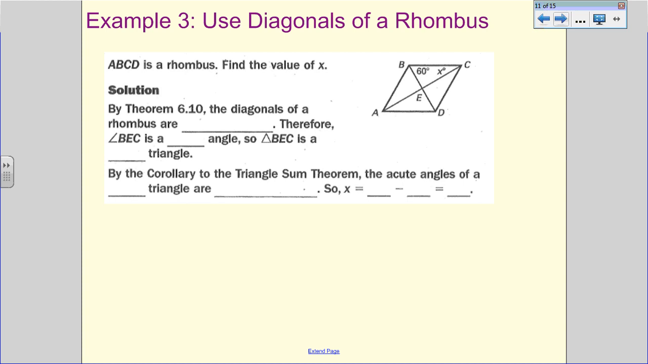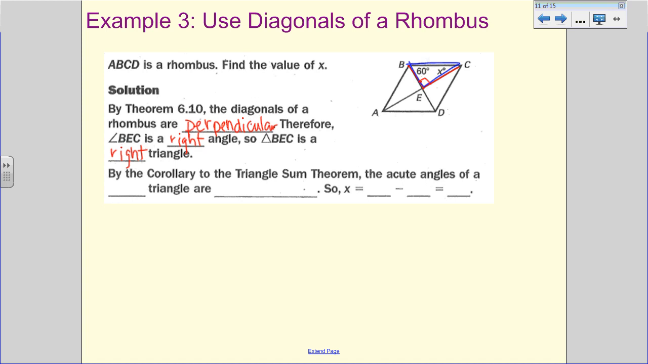So let's take a look here. They want us to find the value of x. So by theorem 6.10, we know the diagonals of the rhombus are perpendicular. So we know angle BEC is a right angle. So triangle BEC, when we look at the entire triangle, is a right triangle. So I'm going to draw in that 90-degree angle.